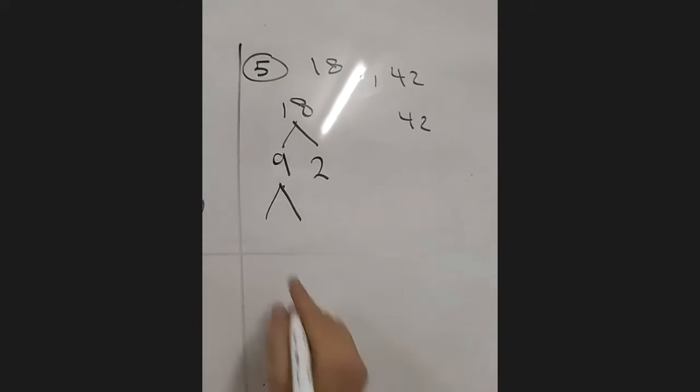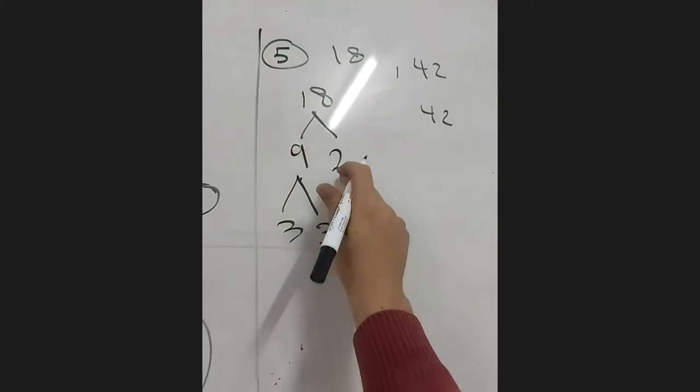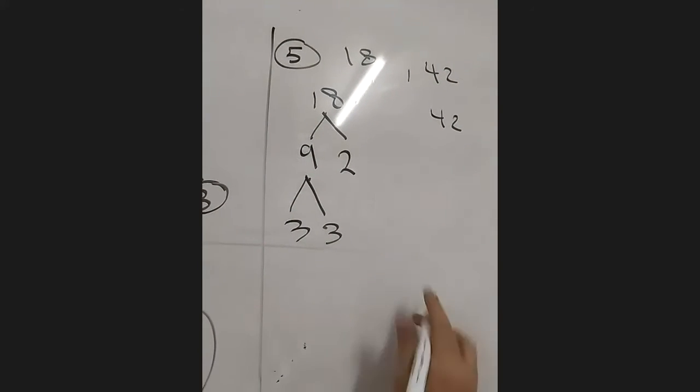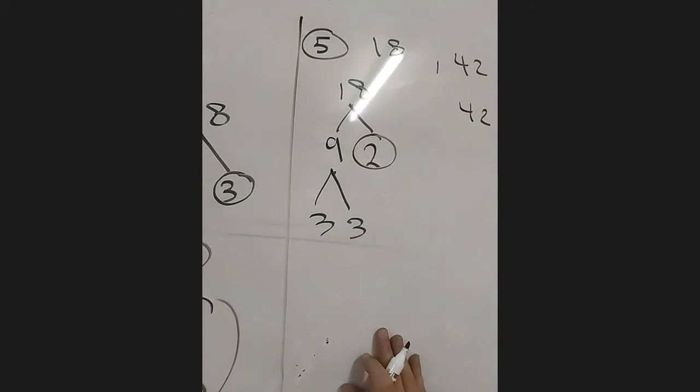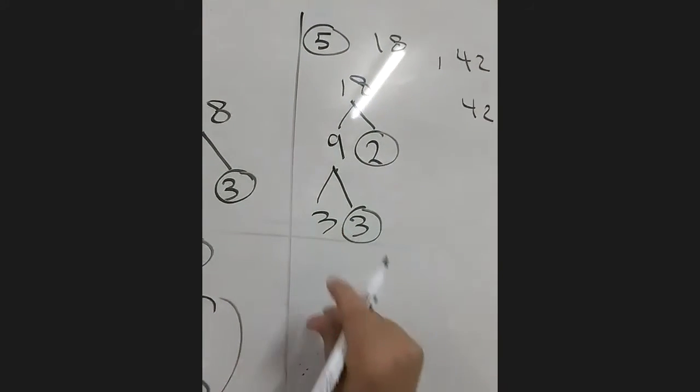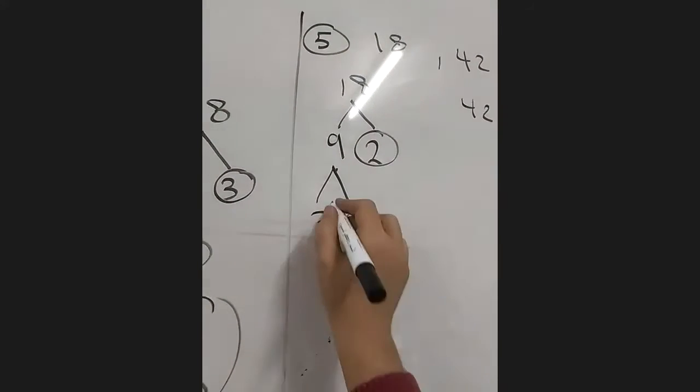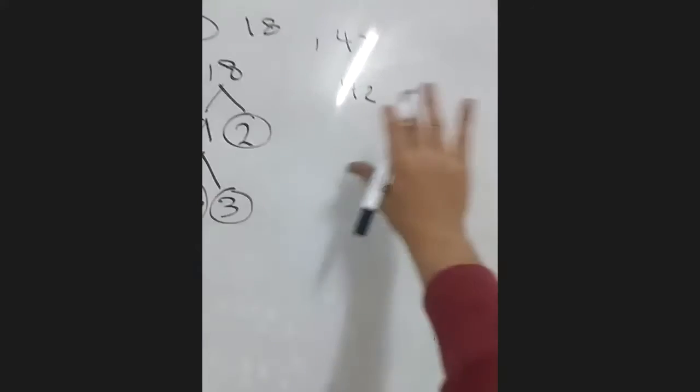3 and 3. Excellent. This 2, circle. This 3, circle. This 3, also circle. We finished the 18. Let's go to the 42.